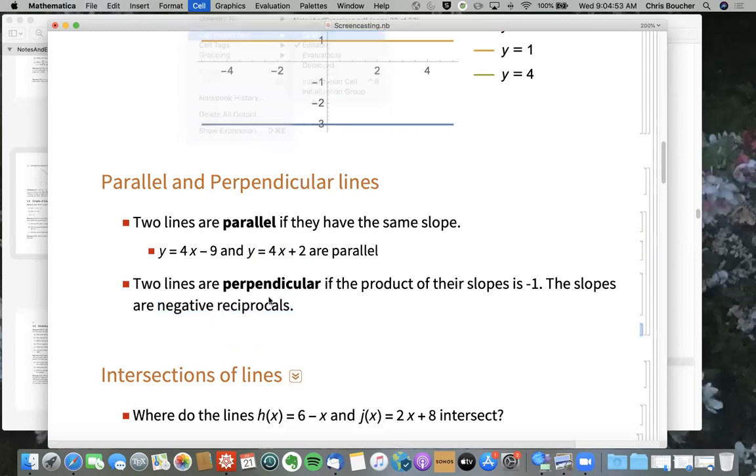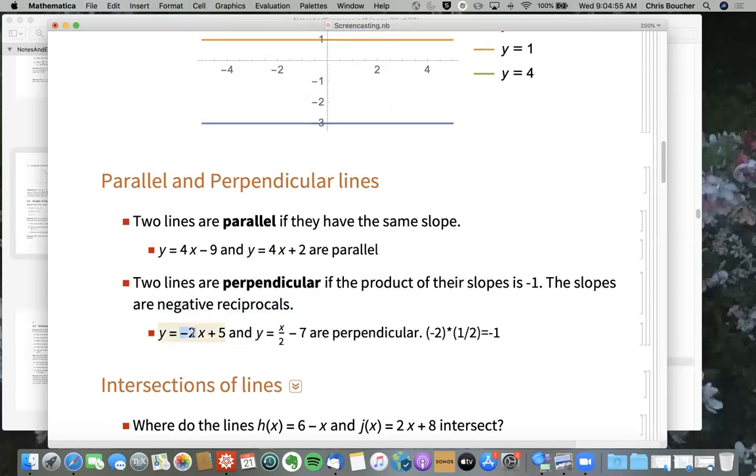And I think here is an example, right? So here's the slope -2. The negative reciprocal of that, I have to do two things: take its reciprocal and negate it. So the reciprocal of -2 is -1/2. And when I negate it, I get +1/2. So this line has slope +1/2. So those two lines are perpendicular. And I can check this just by multiplying the slopes of the two lines. -2 times +1/2.